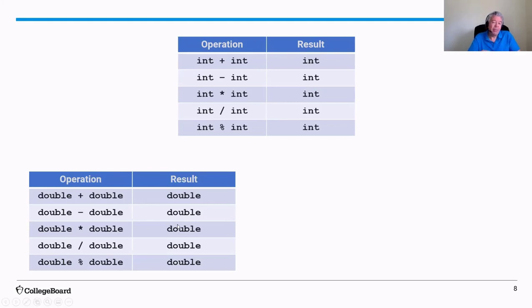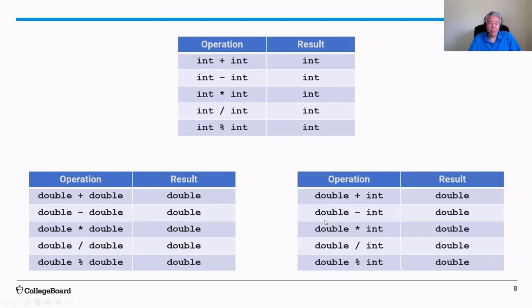And if I mix them, if I do mixed type operations, we always go with whatever the bigger data type is. Double is an 8-byte data type and an int is a 4-byte data type. So if I'm combining ints and doubles, the result is going to be whatever the biggest data type is. I'm going to end up with a double result. Okay, so let's look at some examples of how all this works.